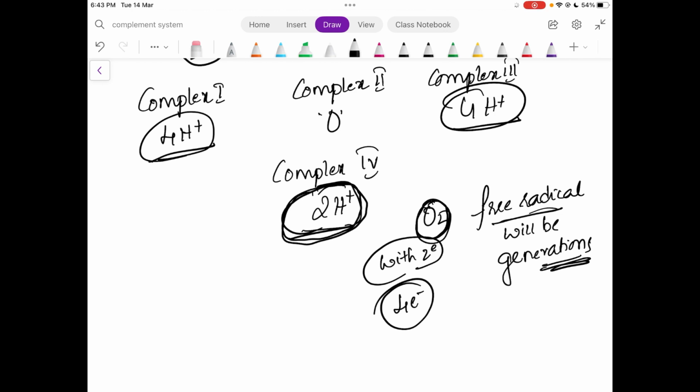This ends part 1 of the electron transport chain.